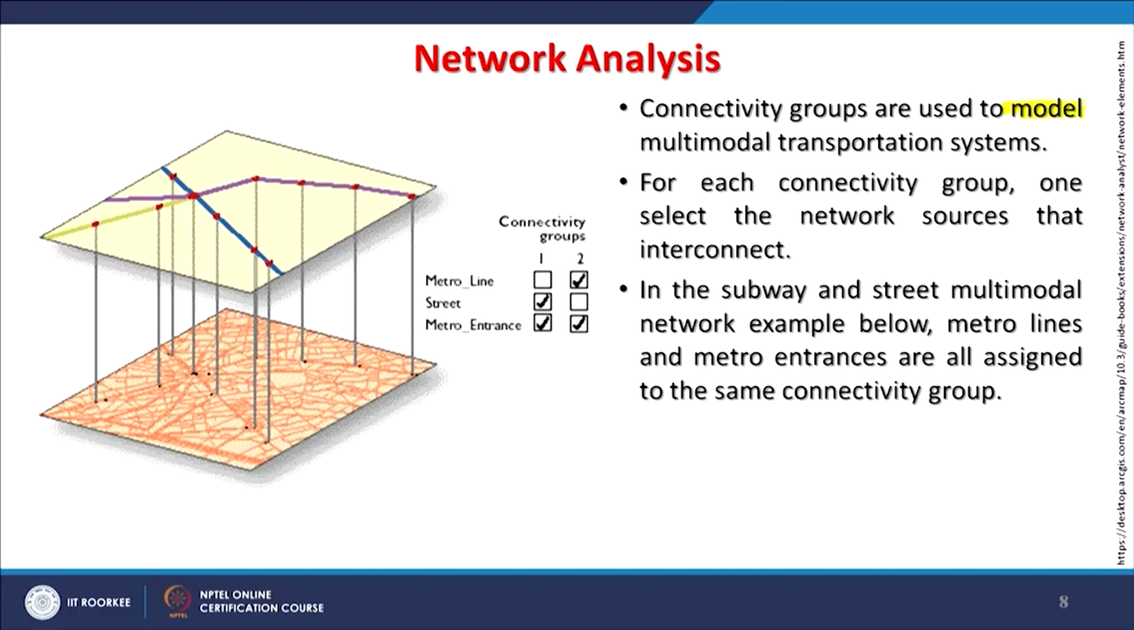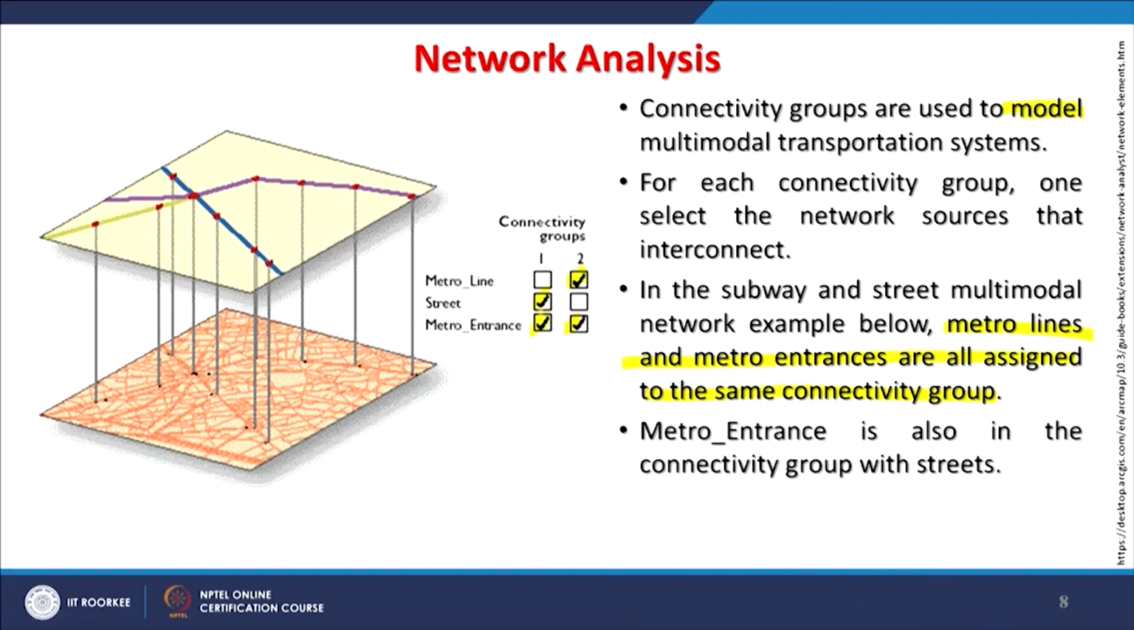And in the case of the subway and street multimodal network example below, the metro lines and metro entrance are all assigned the same connectivity group. This part we have already discussed: metro line and metro entrance are assigned to the same group, whereas street and metro entrance are also assigned to another group. So metro entrance is also in the connected group. That means a single feature class can belong to two groups also. This is the main point of discussion here.